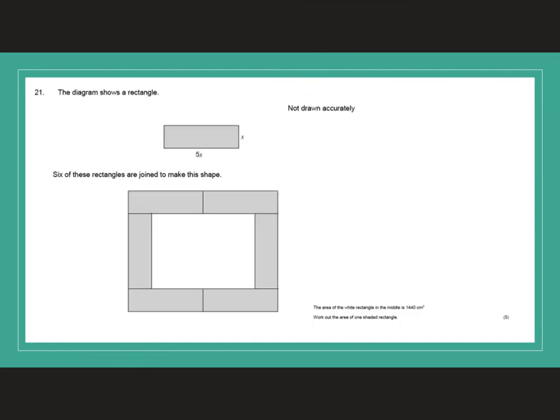Question 21. 6 of these rectangles are joined to make this shape. Now the area of the white rectangle in the middle is 1,440 centimetres squared. Work out the area of one of the rectangles. So we know that this is 5x here to here, and this is 5x from here to here. And we know that this portion here is the same as x. So these little portions are x and x.